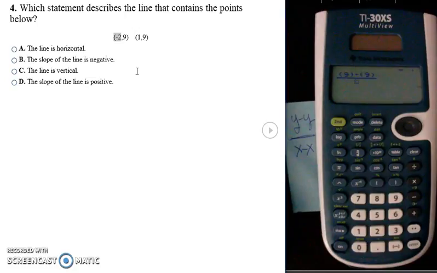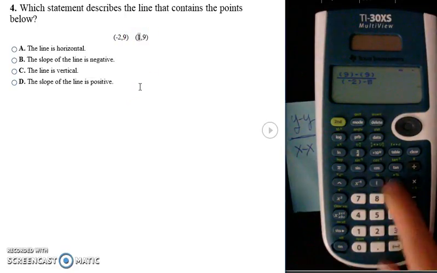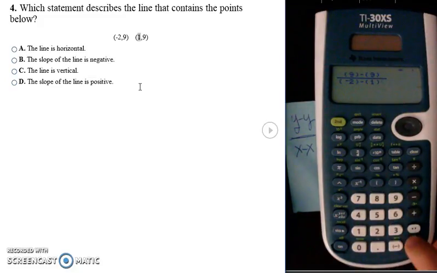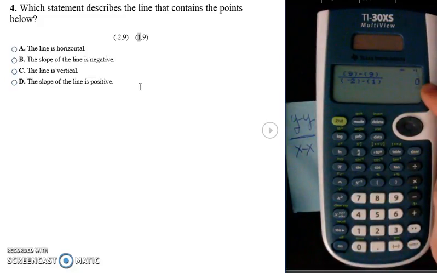So my first x value is -2, so I have to put that in parentheses, making sure to use the negative button and not the minus button. But here I press the minus button, and I subtract it from my second x value, which is 1, and I put that in parentheses. Always remember those parentheses. Press enter, and my answer here is 0, so that means it's going to be a horizontal line. If you go to ski a 0 slope, a horizontal line, that's going to be 0 fun. So that's one way to remember it. So here A would be my answer.